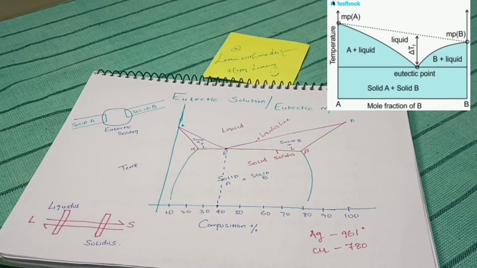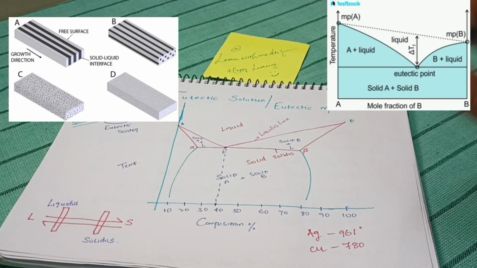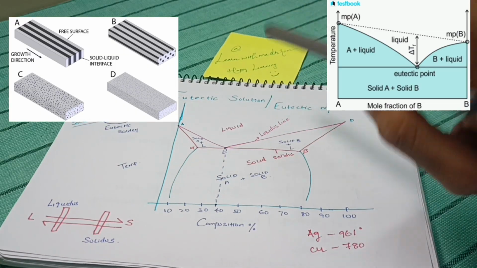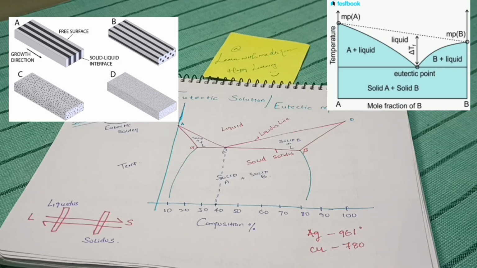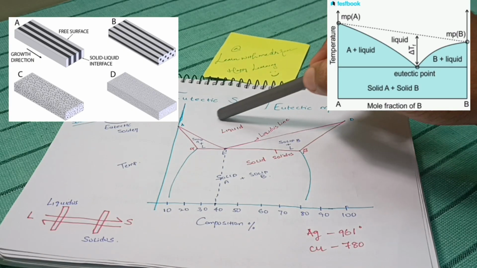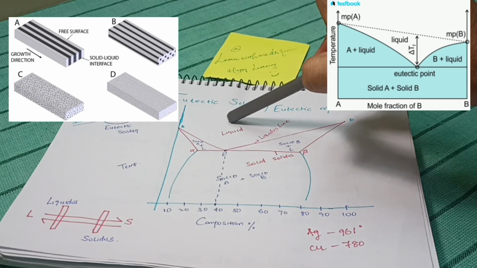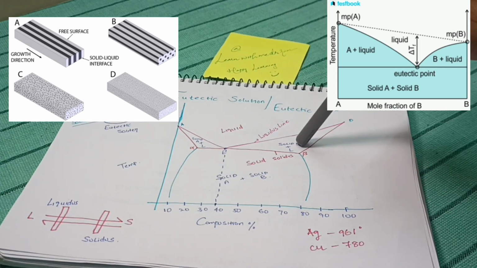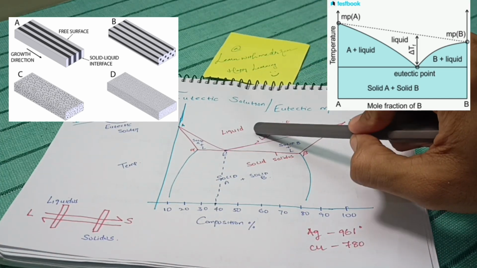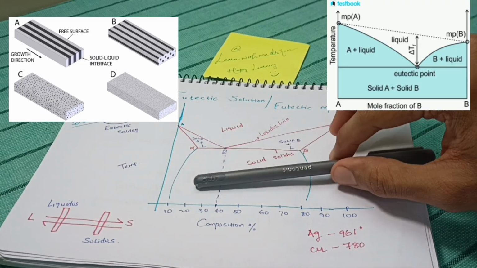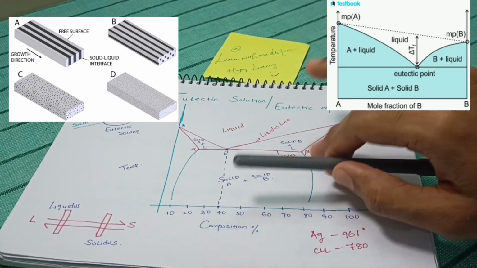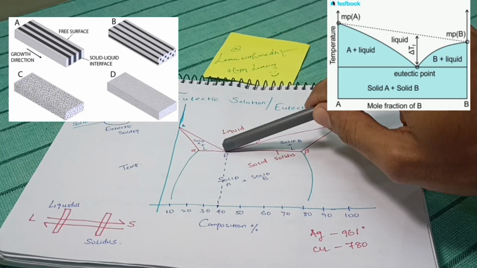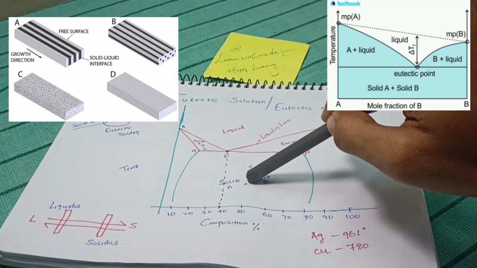So what is a eutectic solution? It is when two metals, metal A and metal B, are combined. In the liquid state, both metal A and metal B will be in a homogeneous mixture. They will be in a similar way, and we can't differentiate that there is metal A and there is metal B in that liquid.